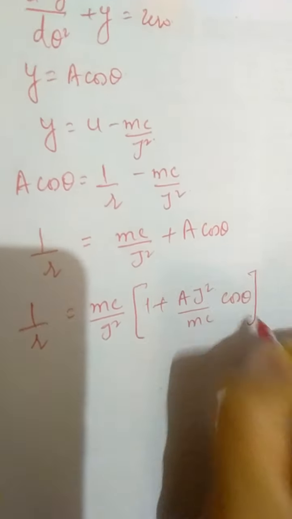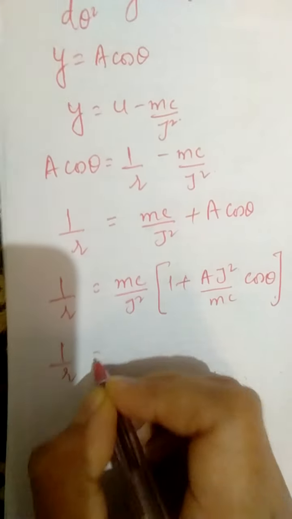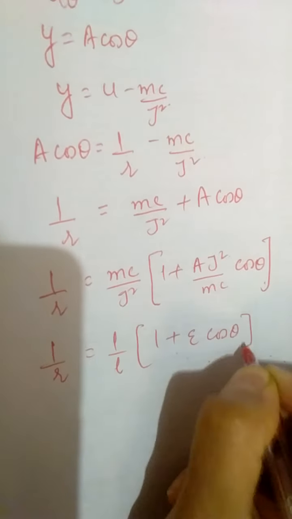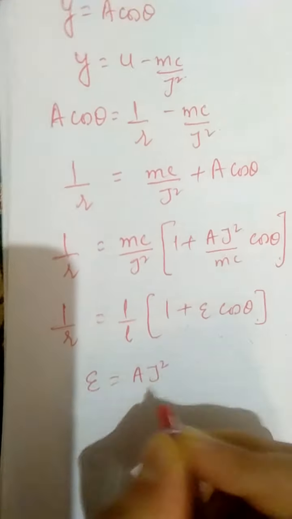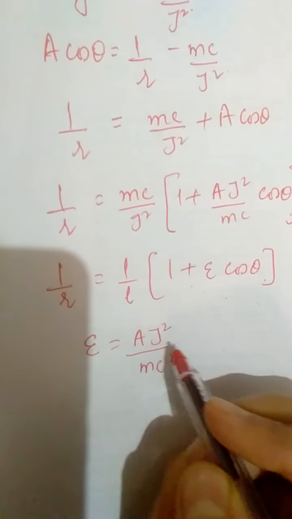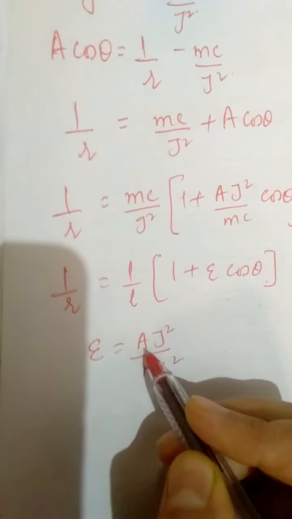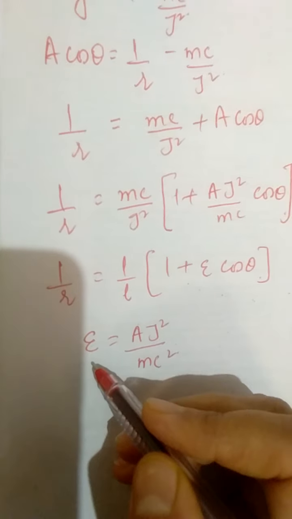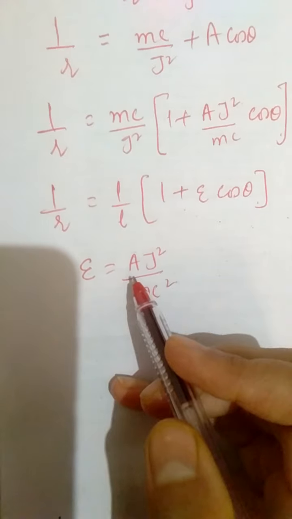And then we had identified this equation with the equation of conics, and that was 1 by r is equal to 1 by l, 1 plus epsilon cos theta, where this e or epsilon is called eccentricity. e is equal to aj square by mc square. In this parameter of eccentricity, we know j, we know m, we know c, but we don't know this constant a. So if we are able to find this a, we will be able to give a concrete meaning to this eccentricity parameter, right? So all efforts in this video are basically aimed at determining the value of this a.